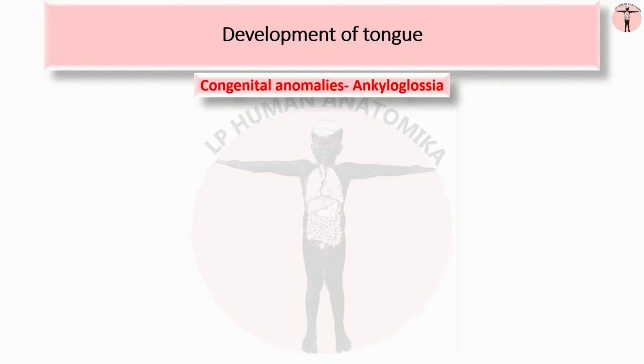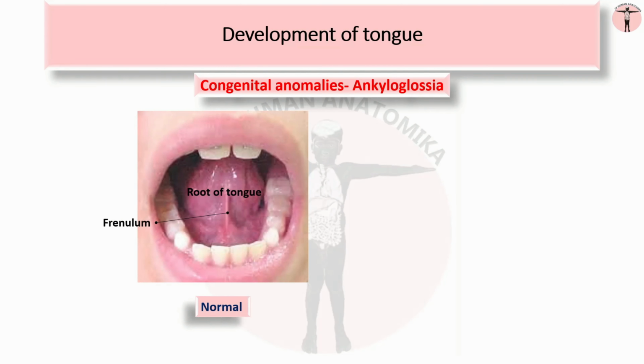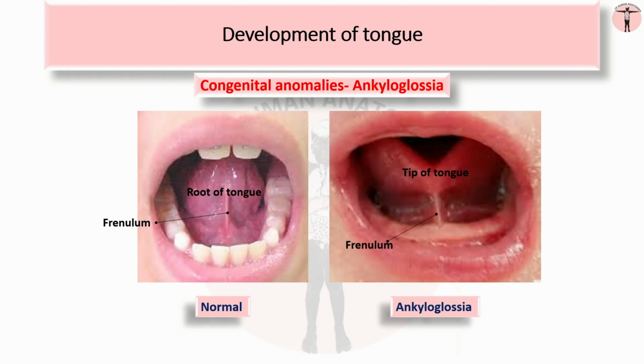Normally, cell degeneration occurs extensively and the root of the tongue is anchored to the floor of the mouth by a mucosal fold called the frenulum. In ankyloglossia or tongue tie, the tongue is not freed from the floor of the mouth. In the most common form of ankyloglossia, the frenulum extends to the tip of the tongue.